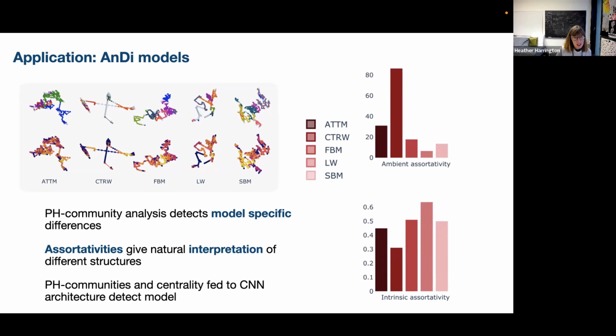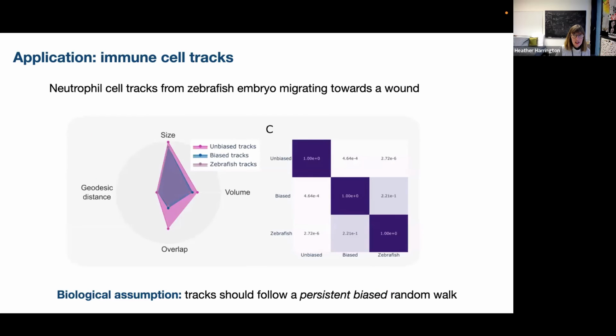So this seems like a nice approach to distinguish different trajectories. And then I just have one more application, which is looking at immune cell tracks. These were neutrophil cells in zebrafish embryo. And so what they did was, in some of the zebrafish, they cut the zebrafish, so there's a wound, and then it's known that the immune cells will move towards the wound. So there's some bias in some way, I guess, of the zebrafish tracks.